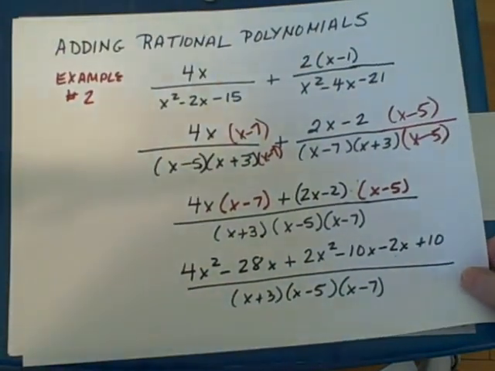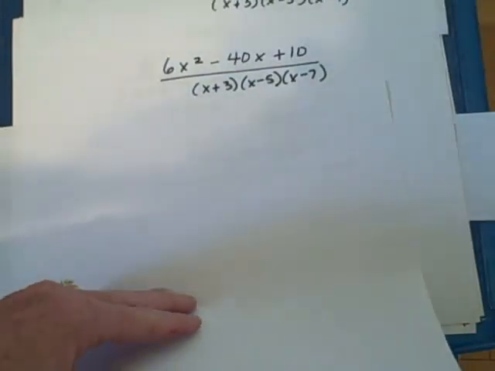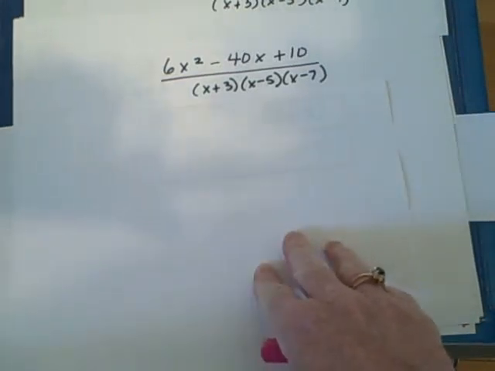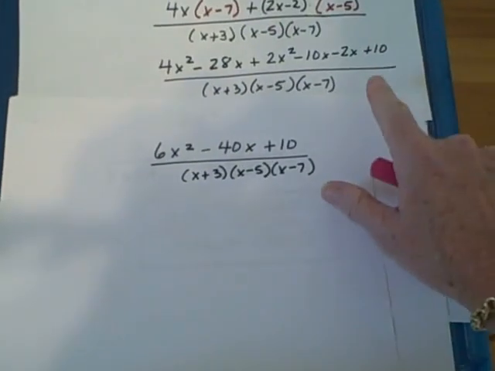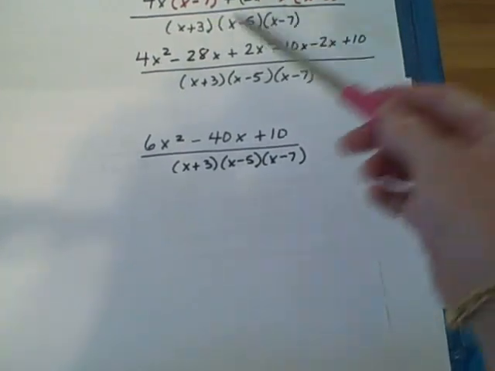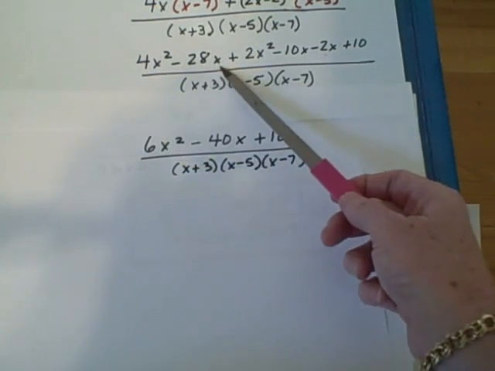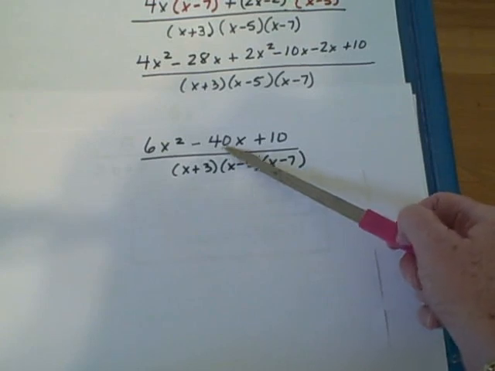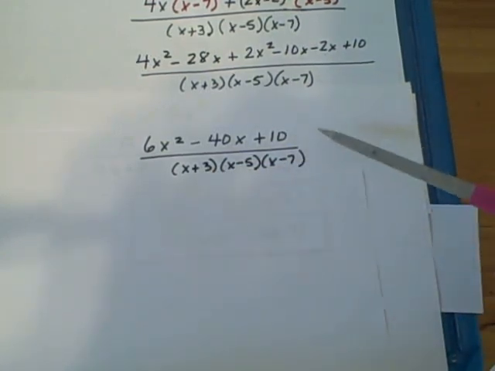So let's look at our next part. Okay. What we have now is we take it one more step. Let me pull this up a little bit. Sorry, there we go. The 4x squared and the 2x squared becomes 6x squared. Negative 28x, negative 10x, and negative 2x gives you negative 40x. And then you have your positive 10. Your denominator stays the same.